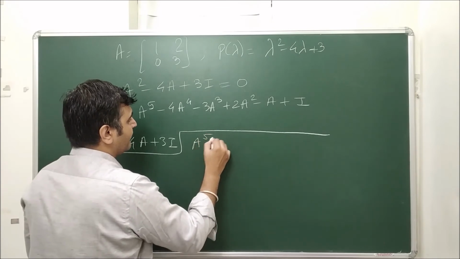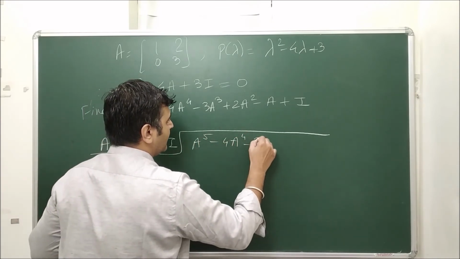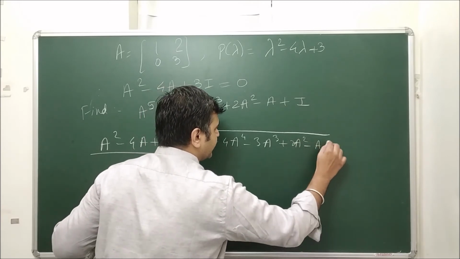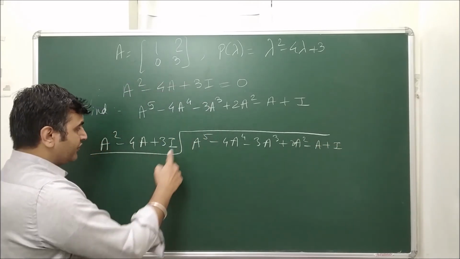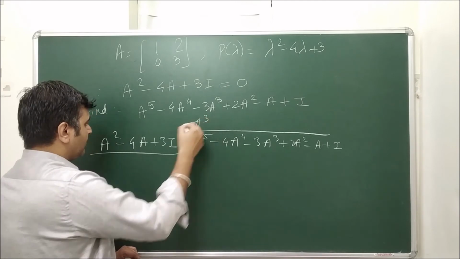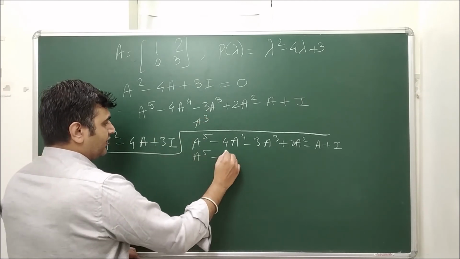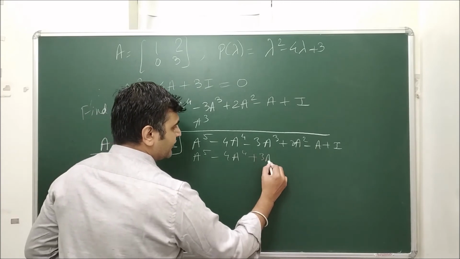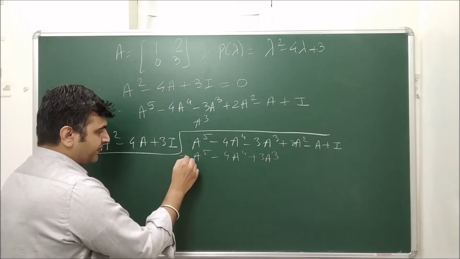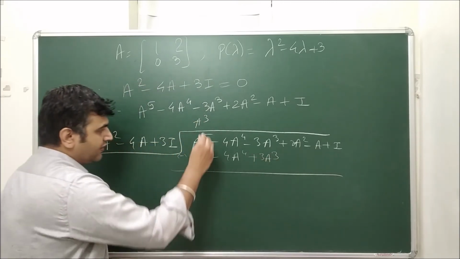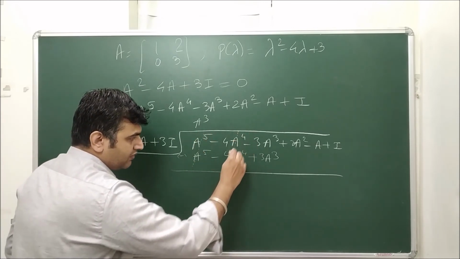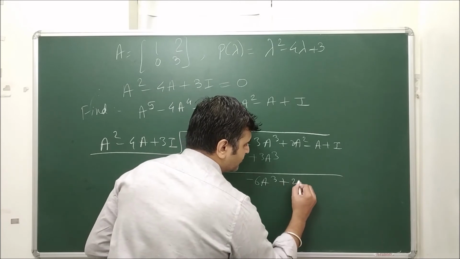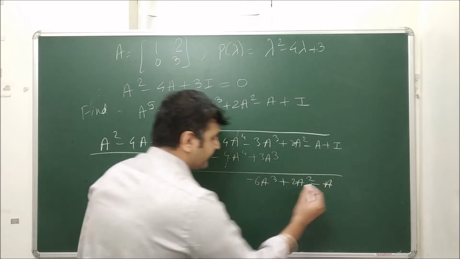A raised to 5 minus 4A raised to 4 minus 3A cube plus 2A square minus A plus I. Now here you can see you multiply by A cube. So this is A raised to 5 minus 4A raised to 4 plus 3A cube. And then you subtract, right? So when you subtract, this goes away, this goes away. This is minus 6A cube plus 2A square minus A.